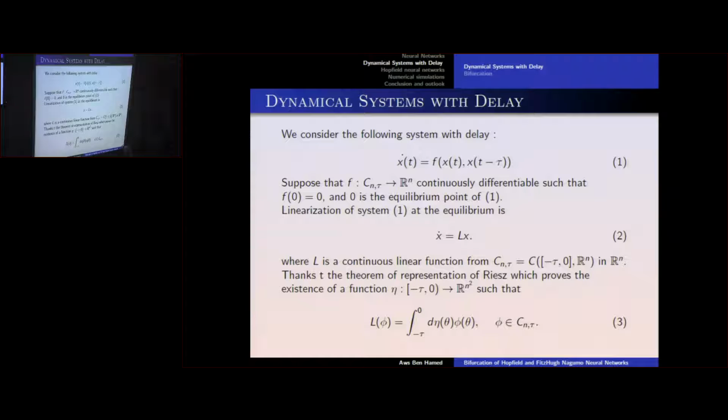I will give some results quickly. We suppose that f is continuously differentiable such that f(0) = 0, and 0 here is the equilibrium point of our system. The linearization of system 1 at the equilibrium point is ẋ = Lx_t, where L is a continuous linear function. Here we use the Riesz representation theorem, which proves that Lφ is equal to this integral.